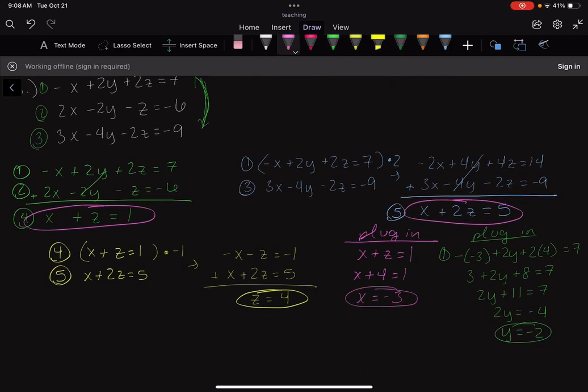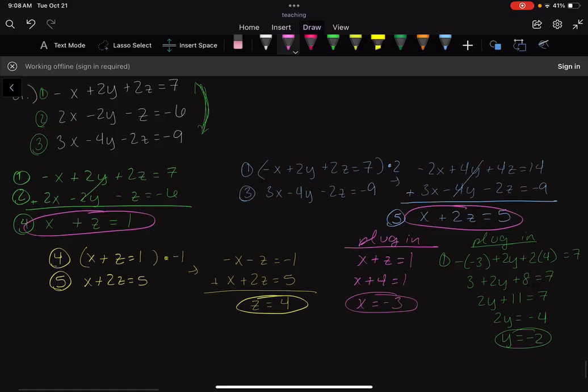So for my final answer here, remember you got to write it as a point. So it'll be negative 3, negative 2, 4. And I took this one from the homework, so I'm going to plug it in real quick to make sure I don't have any mistakes, because I easily make them, so it's good to check. All right, good. It said correct.